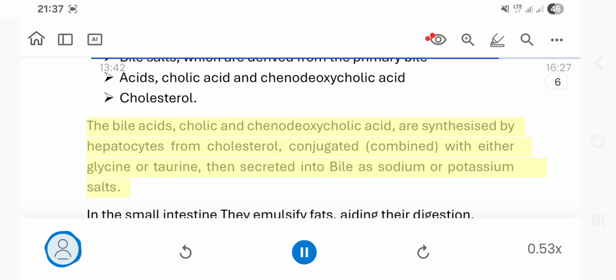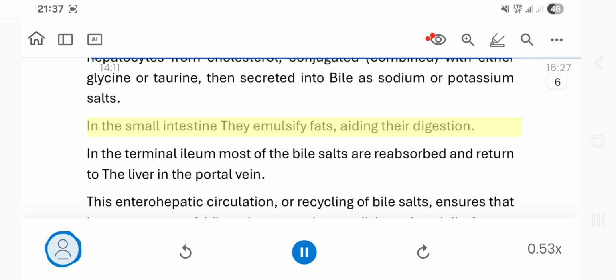The bile acids, cholic and chenodeoxycholic acid, are synthesized by hepatocytes from cholesterol, conjugated with either glycine or taurine, then secreted into bile as sodium or potassium salts. In the small intestine they emulsify fats, aiding their digestion.